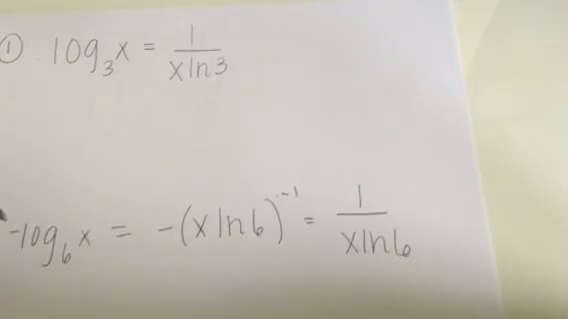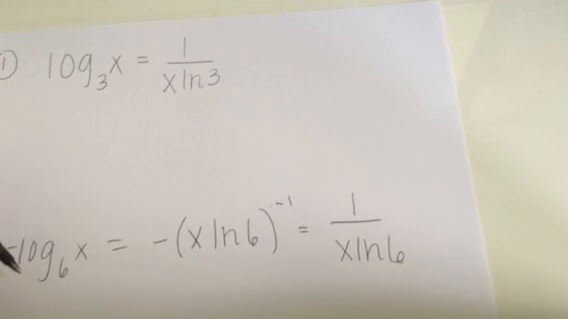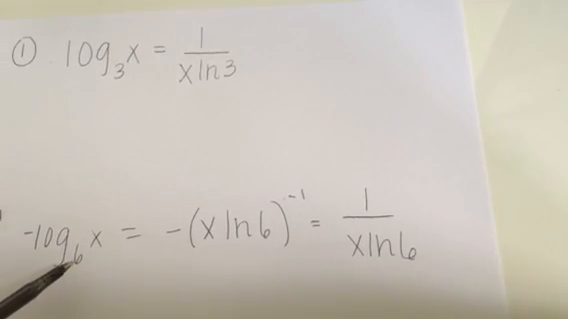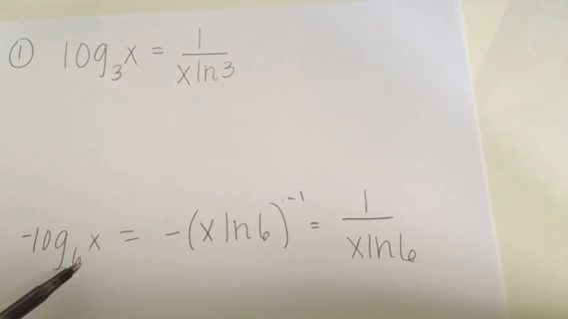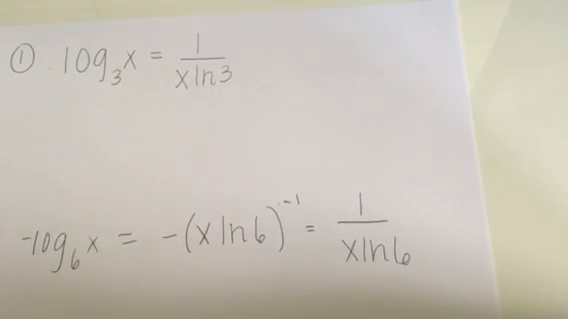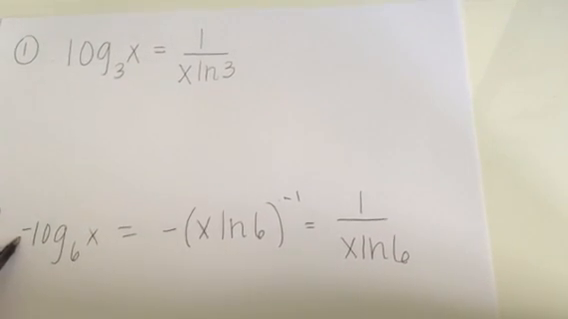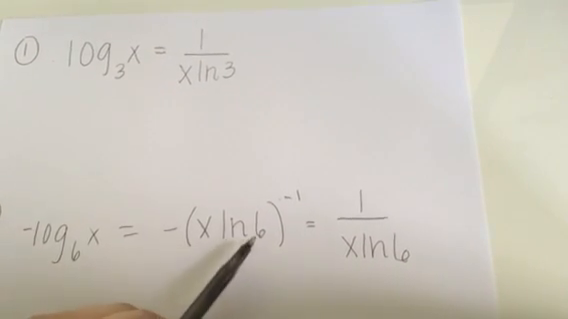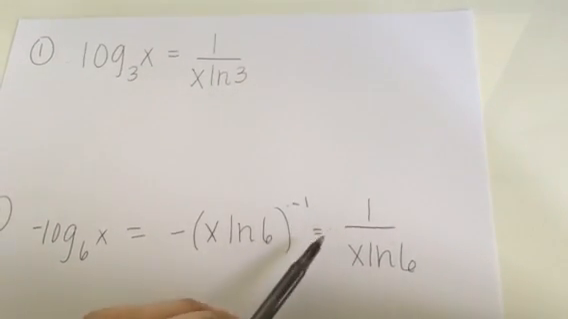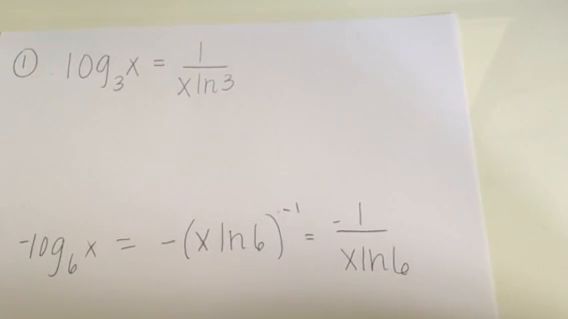So for our next problem, we are going to follow the same exact steps. First we find a, which in this case is 6. Then we multiply x by ln a, which will be ln 6, all to the negative 1 power, multiplied by the quantity of negative 1. So we are left with negative x ln 6 all to the negative 1 power, or more simply written as negative 1 over x ln 6.